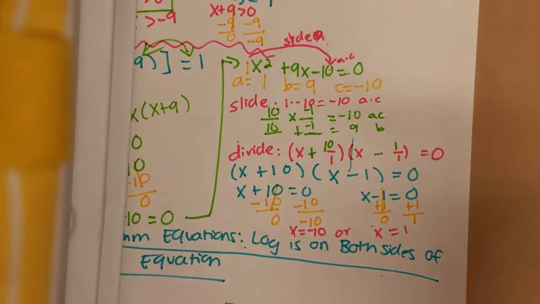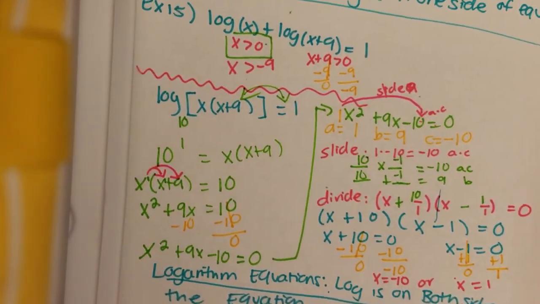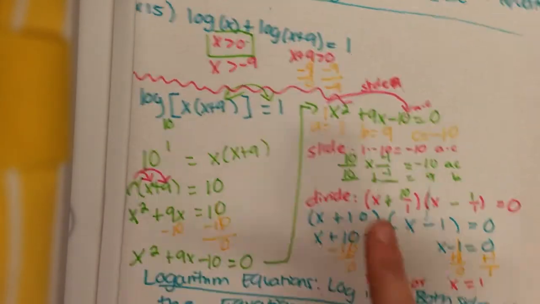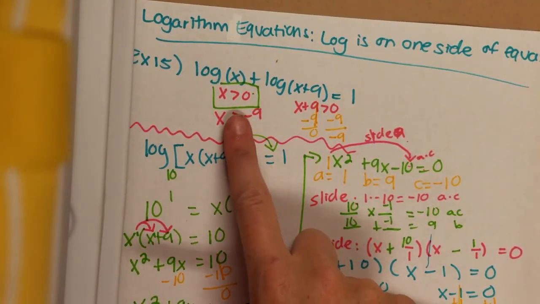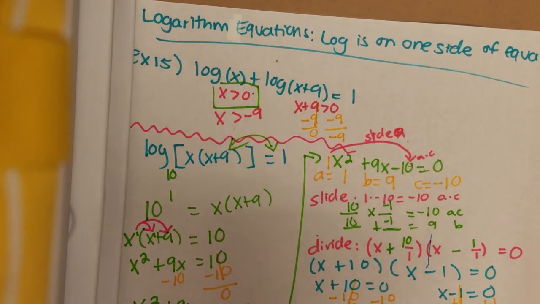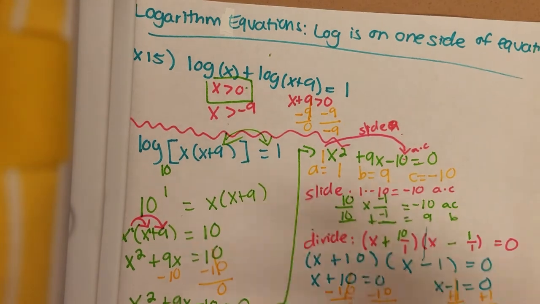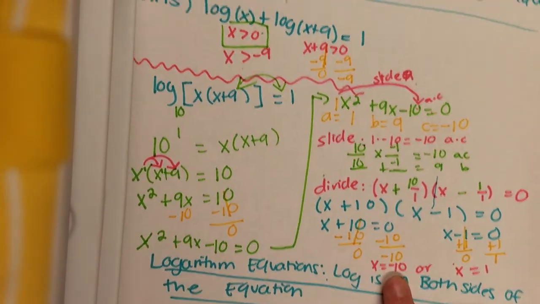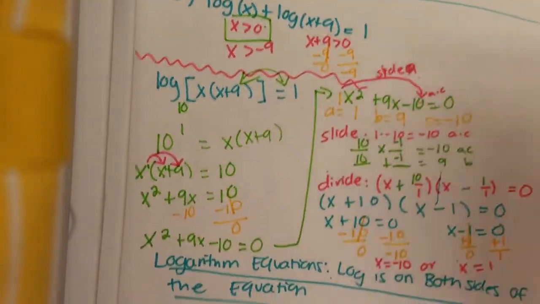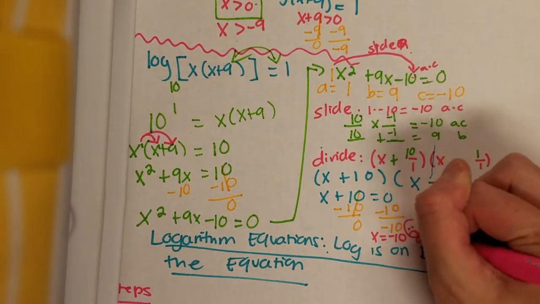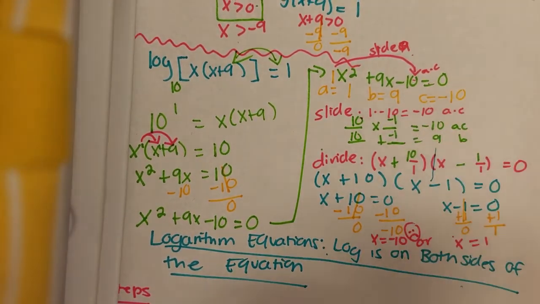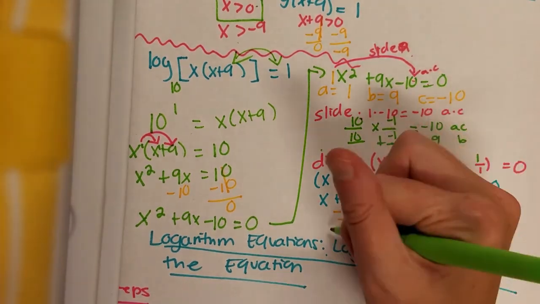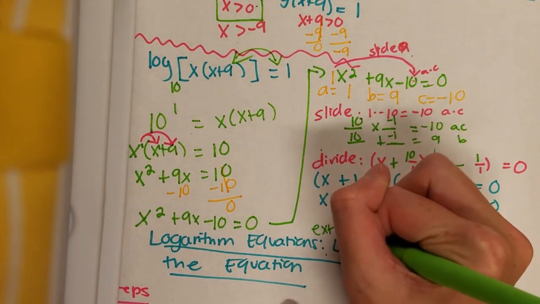So let's see here. I must check both of my answers back at the start. Both of these answers better be greater than 0, or I will get an answer in my log which is negative, which is not allowed. So let's see here. Is negative 10 greater than 0? Oh no, it didn't work. Sad face. So this one does not work. And remember, when things don't work out, we cross them out and call them extraneous. So that's an extraneous answer.